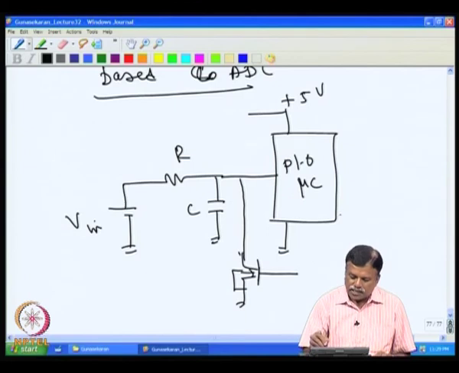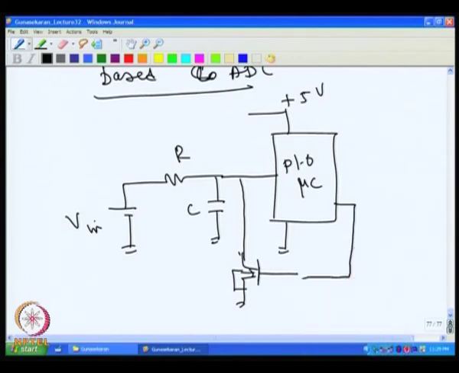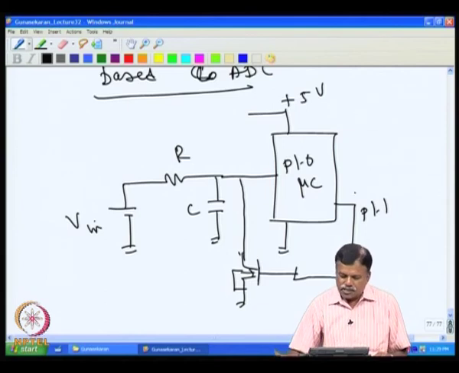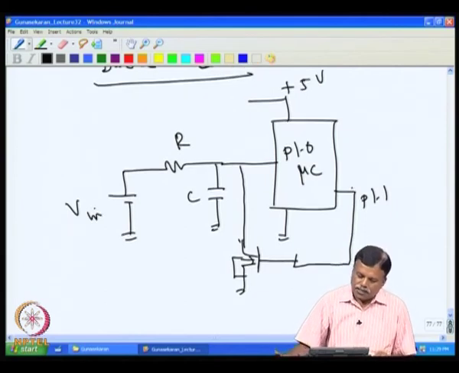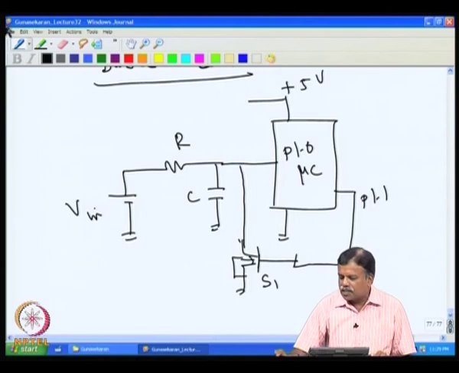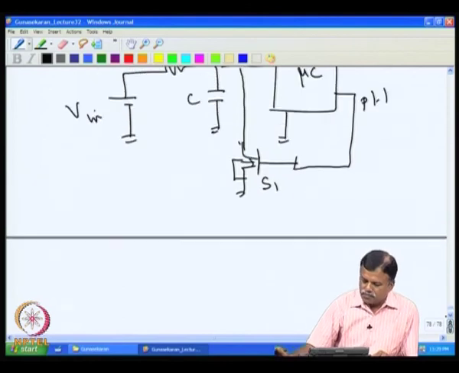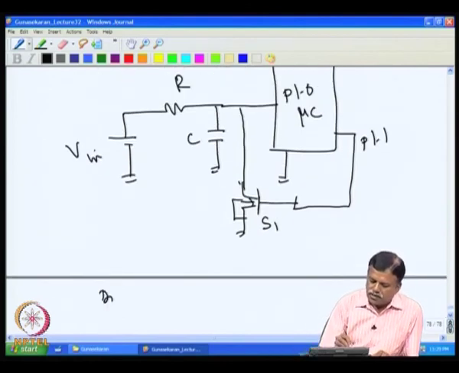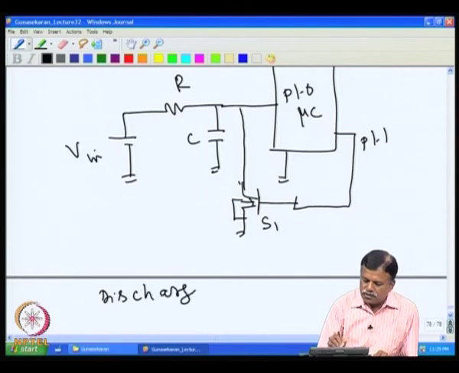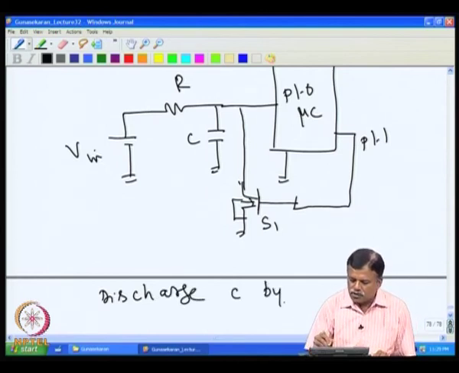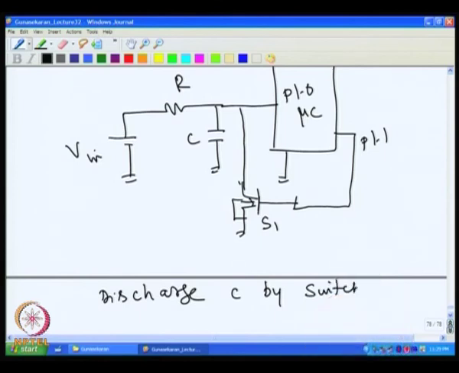Then that can be connected to another port, say P1.1. For example, if I take 8051, I can have such an arrangement. I can have switch S1. First, discharge the capacitor C fully by switching on S1.